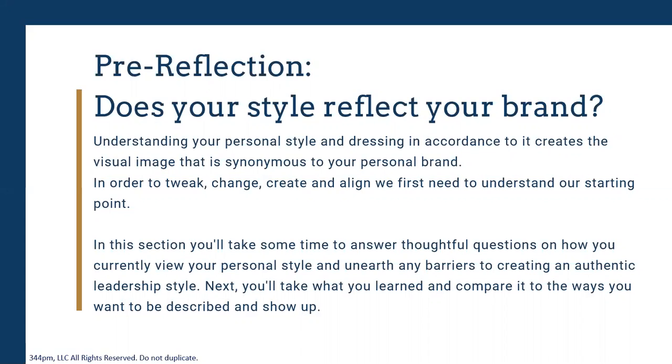In order to tweak, change, create, and align, you first need to understand your starting point. In this section, you'll take some time to answer some thoughtful questions on how you currently view your personal style and unearth any barriers to creating an authentic leadership style. Next, you'll take what you learned and compare it to the ways you want to be described and show up. There's a pre-reflection worksheet with some guided questions to help you start thinking about your style and determining if your current style helps tell your visual story that matches up to your cohesive brand story and where to go from there.